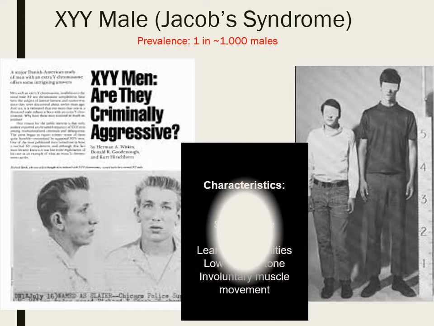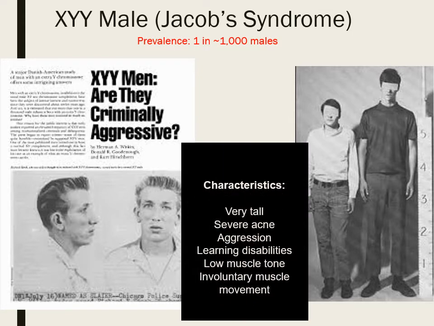It's borne out that it's not necessarily that they're more prone to criminality, but they do tend to have more aggression, especially as they're growing up and they don't have as much behavioral control as you do when you're an adult. They also tend to have some learning disabilities and some muscle problems in terms of low muscle tone and sometimes involuntary movement of their muscles. The other features you'll see are that they tend to be very tall, and they also tend to have acne, sometimes pretty severe acne.